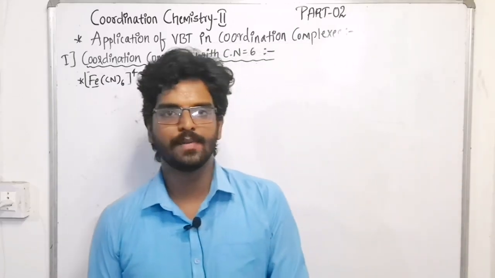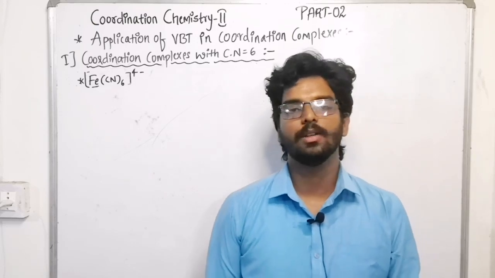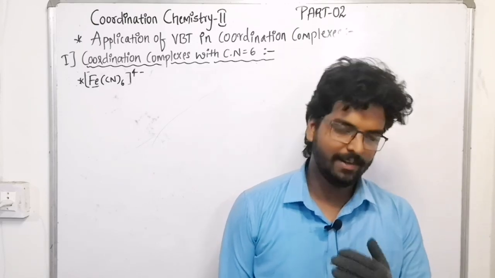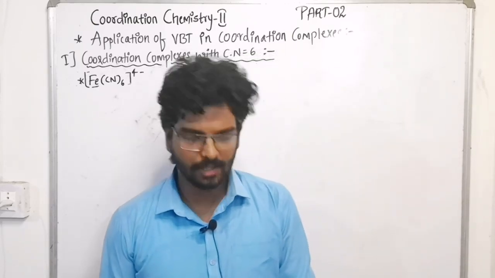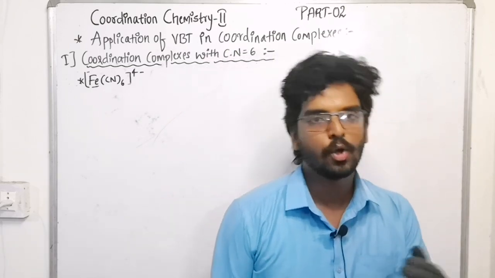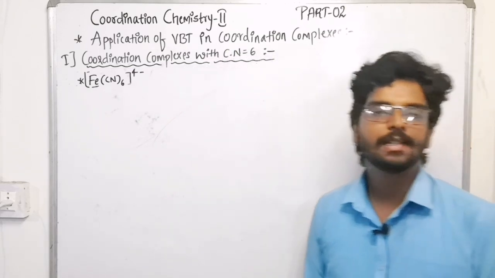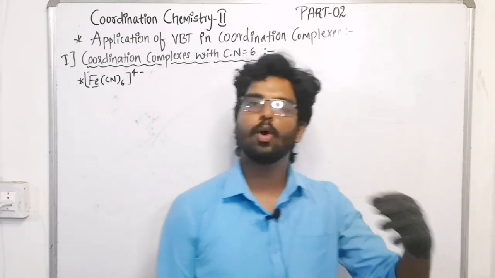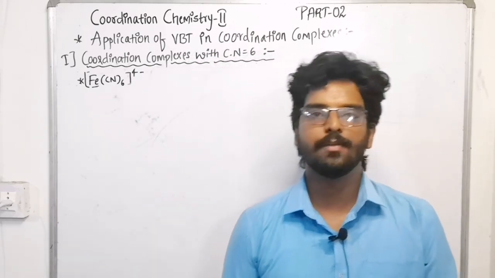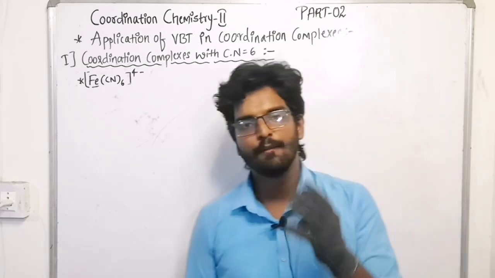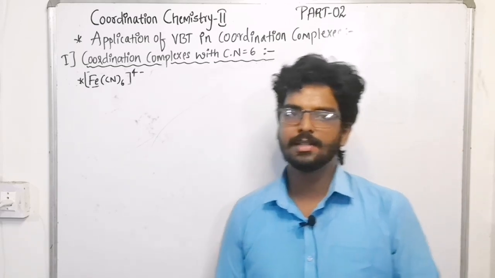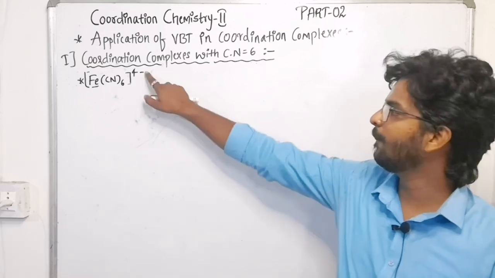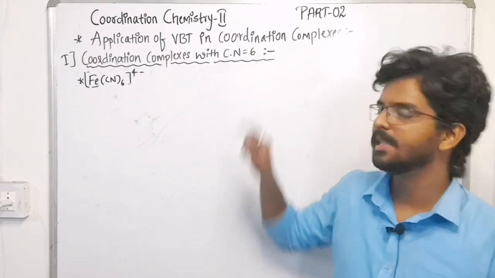So in the last part we have discussed the valence bond theory and its postulates. Now it's high time to apply that valence bond theory to a given coordination complex. For our syllabus we have two types of coordination complexes: one with coordination number 6 and another with coordination number 4. Let us discuss an example of a complex having coordination number 6.